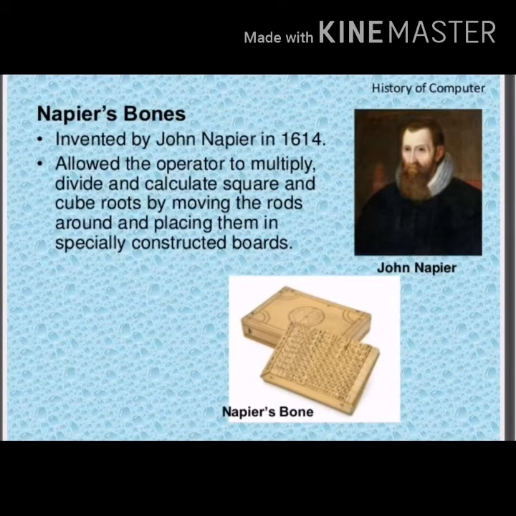Napier's bone. In the year 1614, a Scottish mathematician called John Napier invented a device for doing multiplication. It was known as Napier's bone. Napier's bone was a set of rods covered with bones.